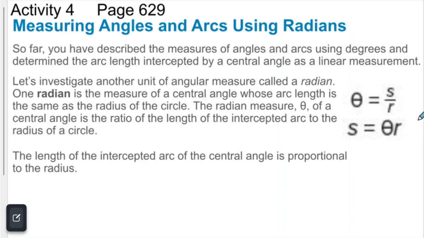So here are my two new equations for finding the central angle or the arc length. If I want to find arc length, I take the radius r and the angle measure in radians, and multiply those two numbers together. If I want to find the radian measure, I take the arc length and divide it by the radius.